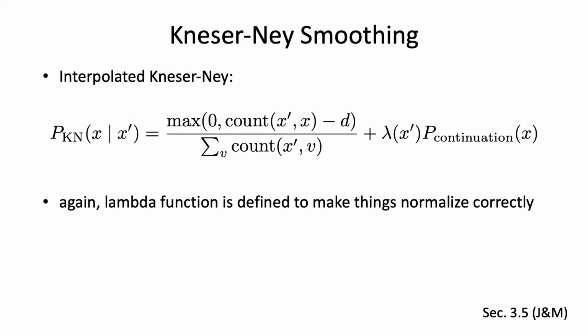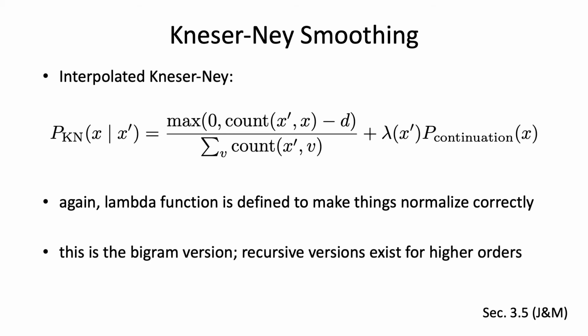Then, Kneser-Ney combines absolute discounting with continuation probabilities when interpolating with the lower order distributions, where lambda is again defined to ensure things normalize. And while this is the bigram version, there's a similar recursive form for higher order models.